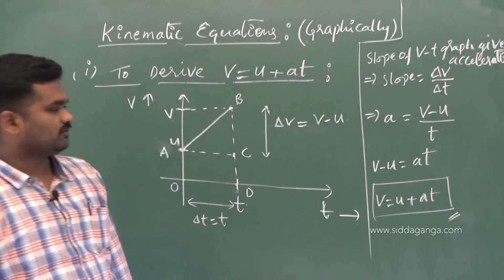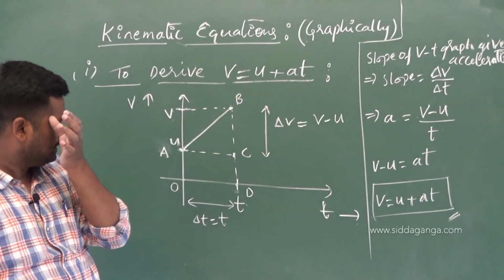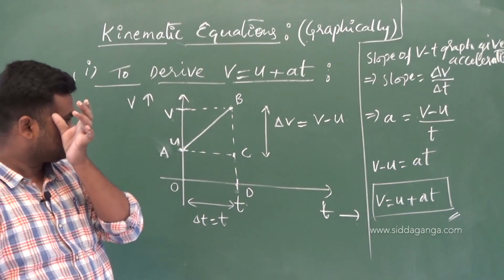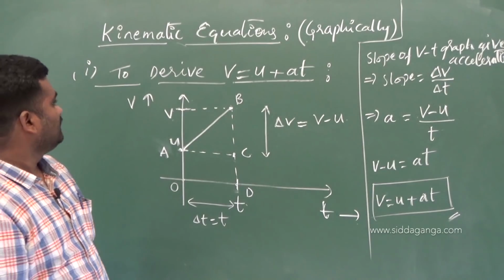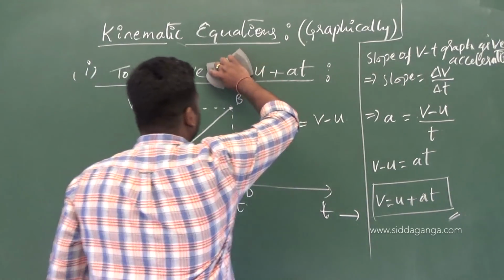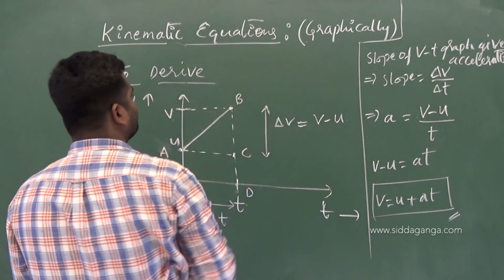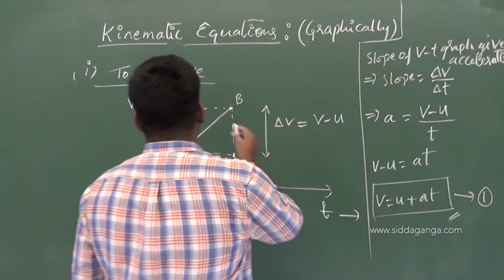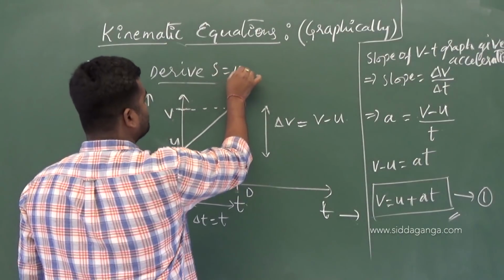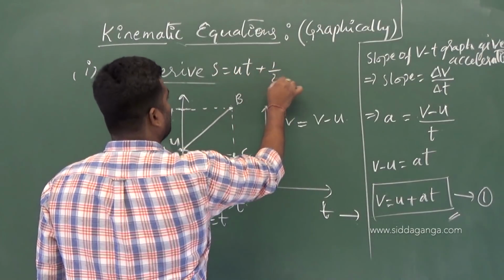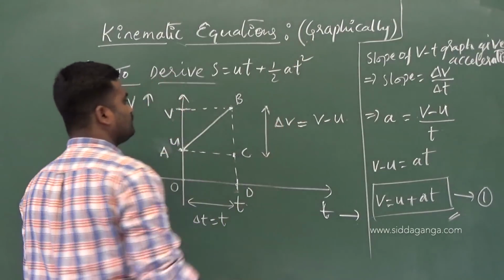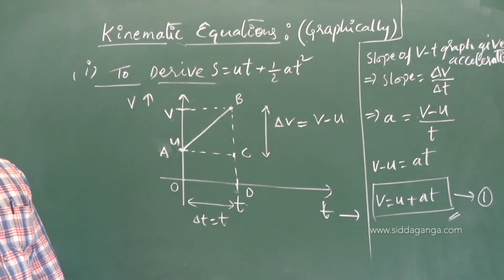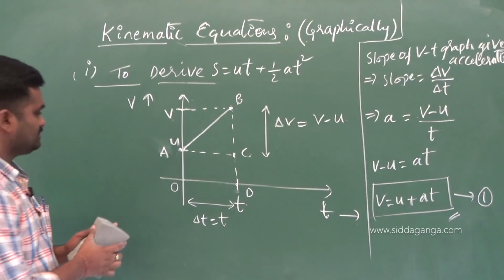So I will rub this. I hope you have written V equals U plus AT. You can copy this one even. And the next equation we have to derive is, you call this one as equation number 1. To derive S equals ut plus half AT square. To derive S equals ut plus half AT square. What is that? We will study.